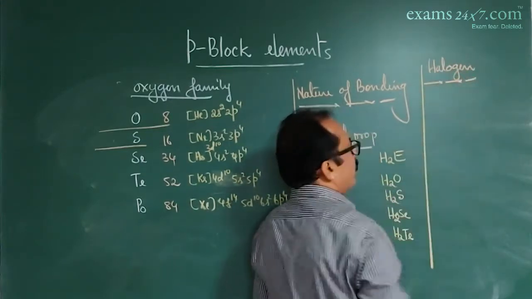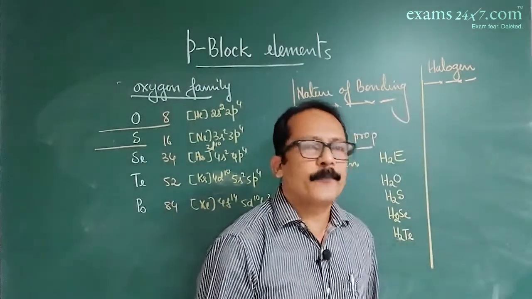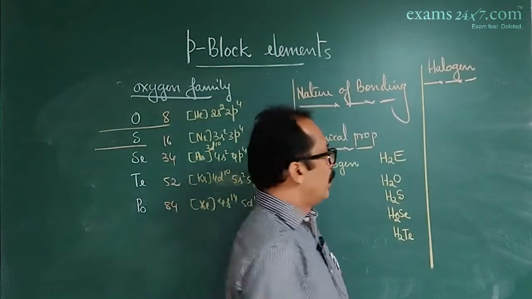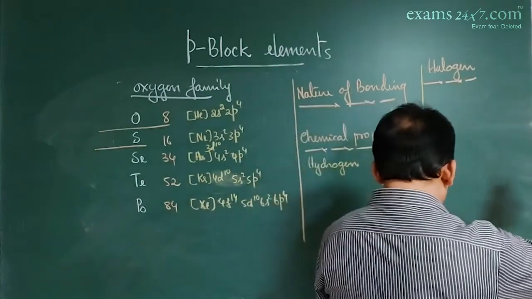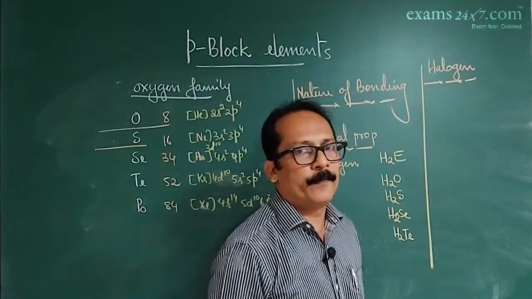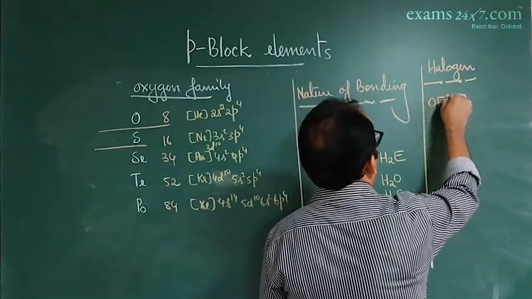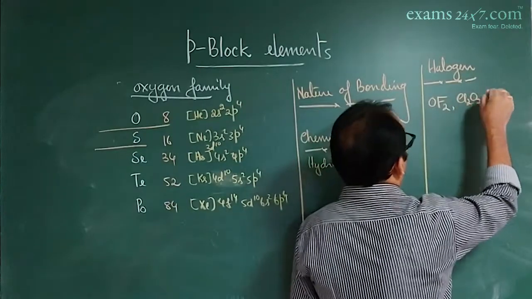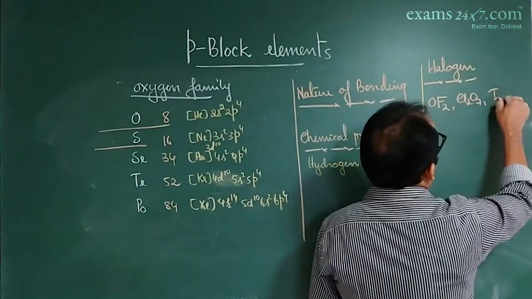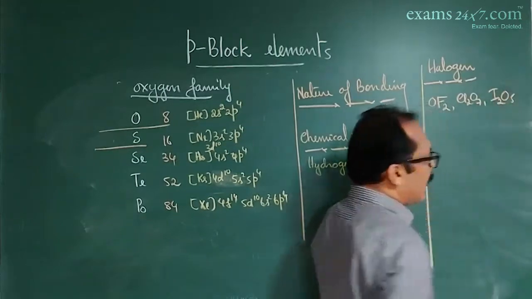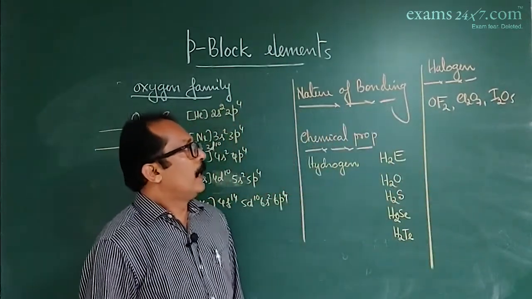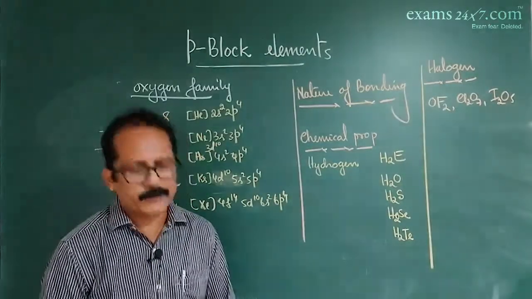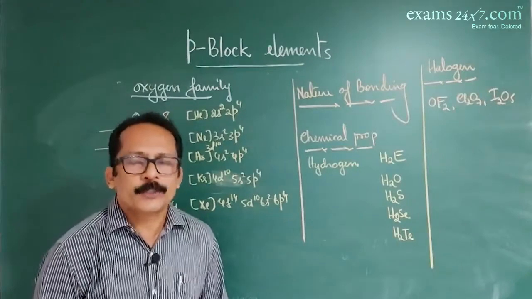When elements of group number 16 react with the halogen, they form different types of halides. Halides of oxygen are not very stable. For example, oxygen difluoride, OF2, then Cl2O7, I2O5. These are halides of oxygen, but they are not stable. Same, the reaction with oxygen.